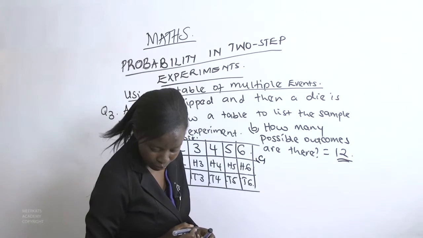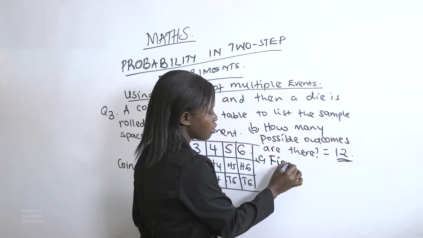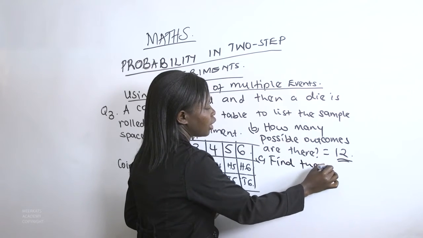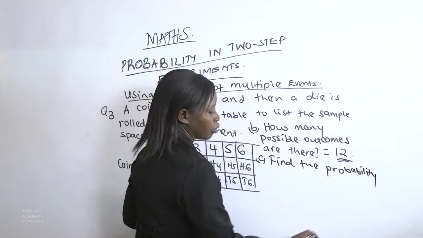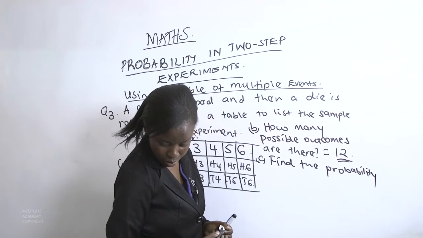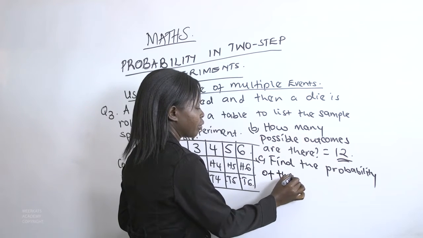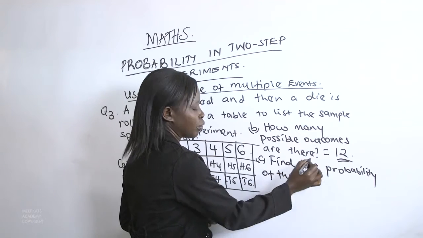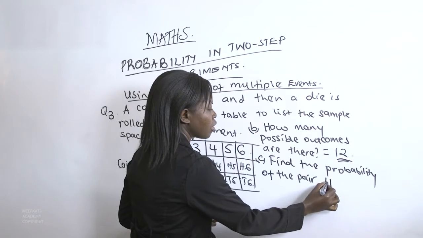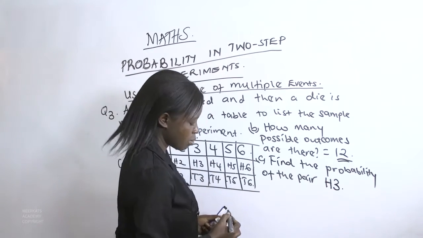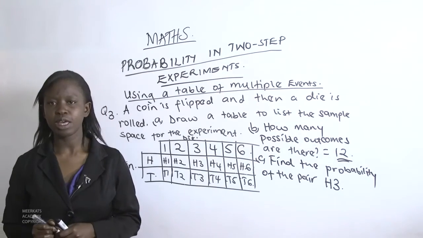Then part C is find the probability of the pair H3. So probability of the pair H3. So we find where we have H3.